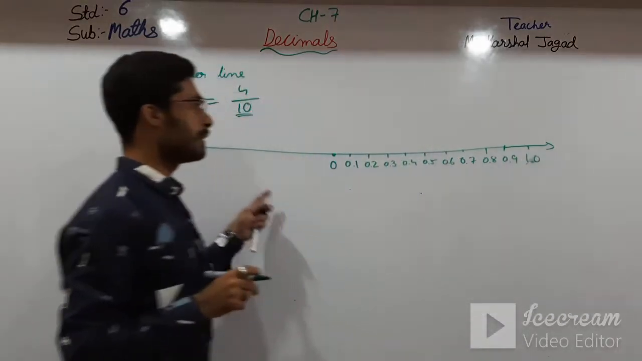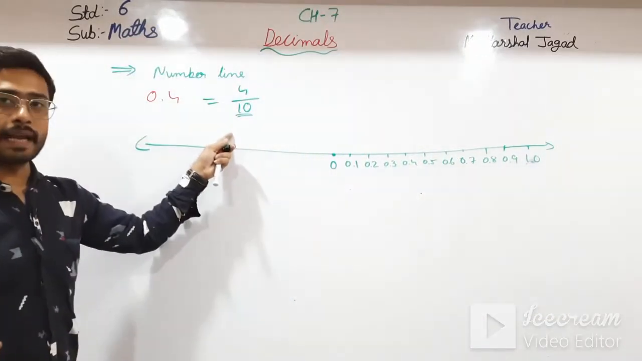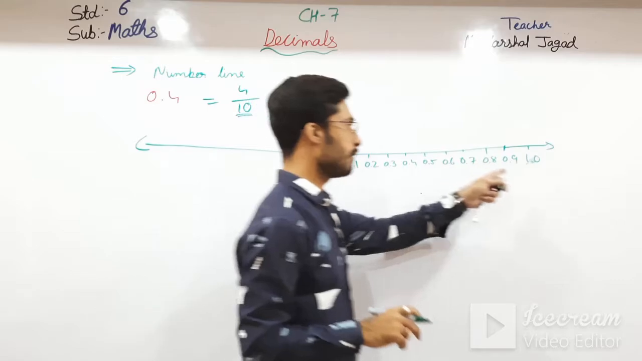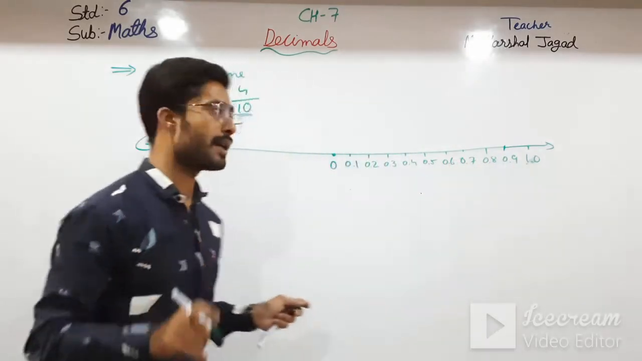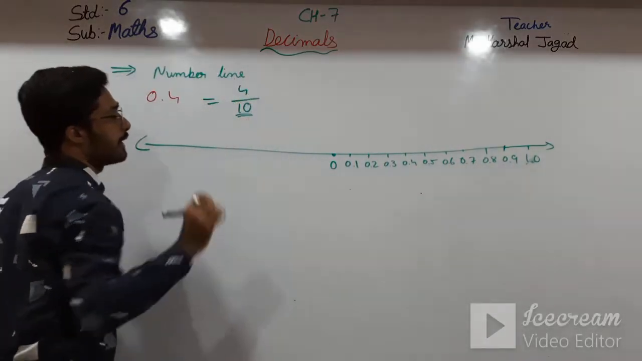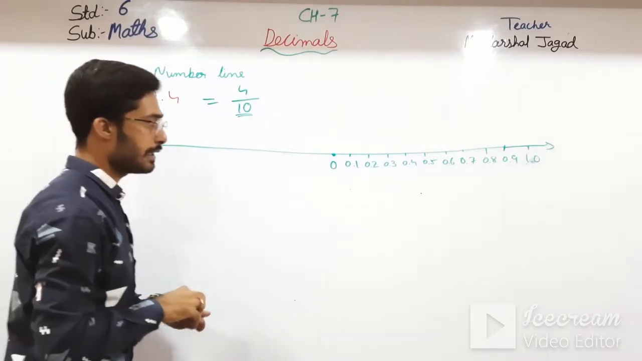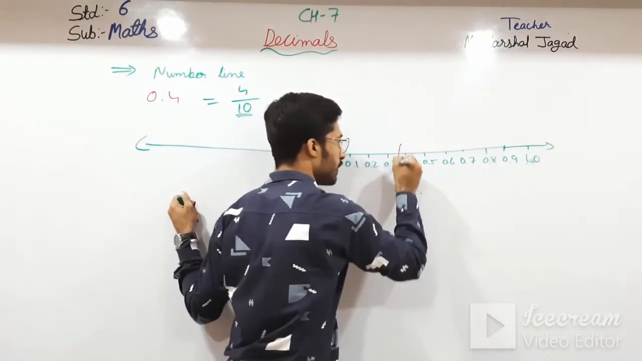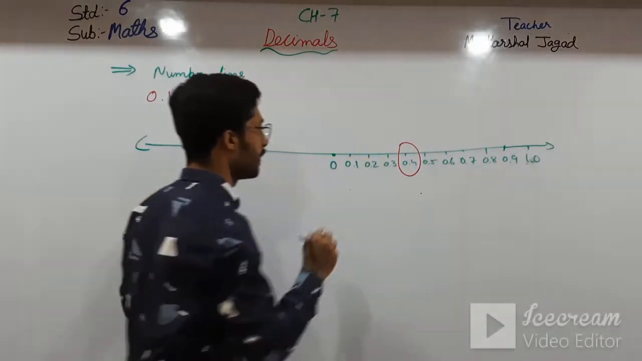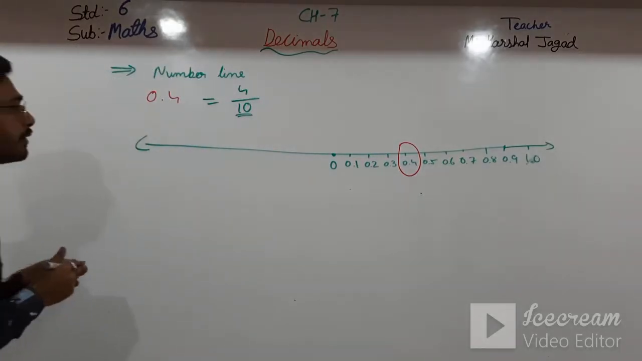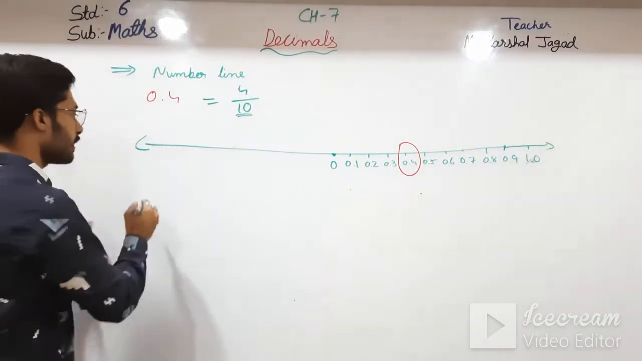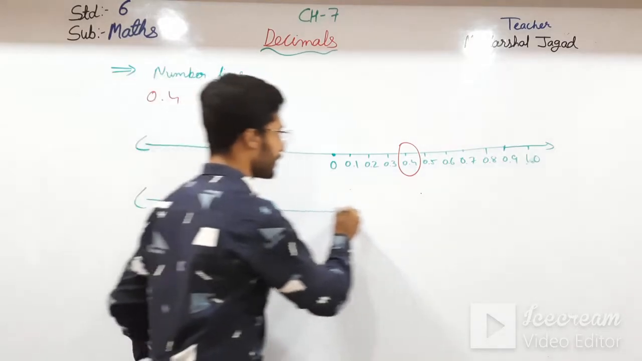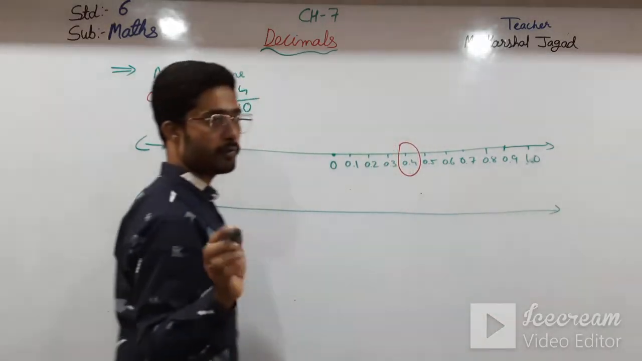We have divided this into 10 parts. From 0 to 1 we have divided that into 10 parts. Why? Because that is 4 by 10. And here now you can see where 0.4 is. It is over here. And also you can do it another way in the form of fraction.